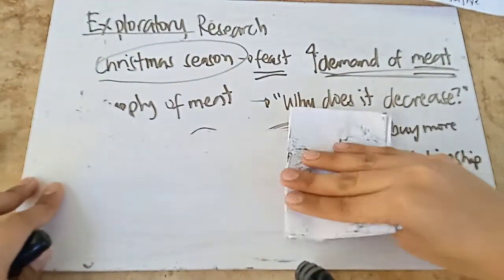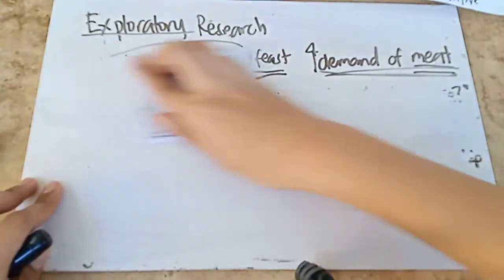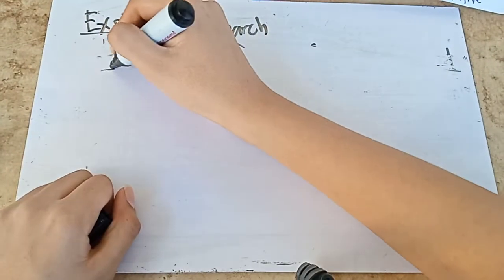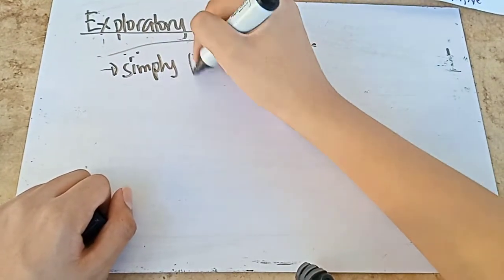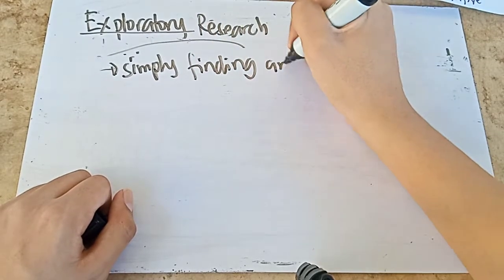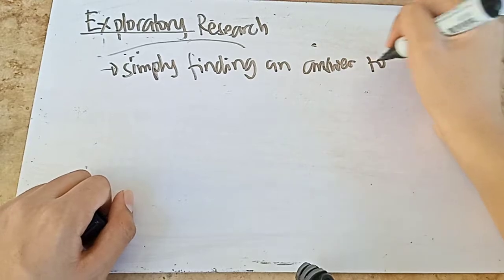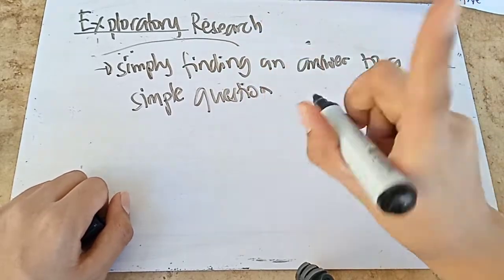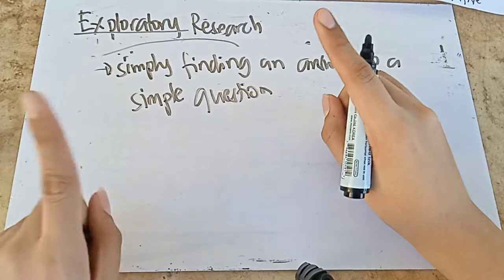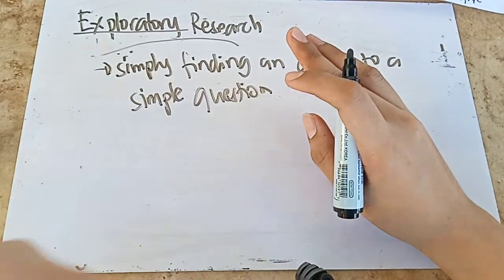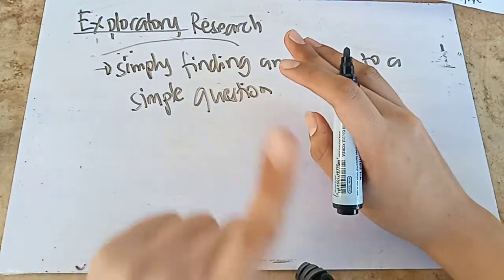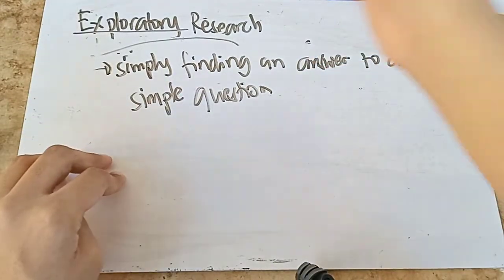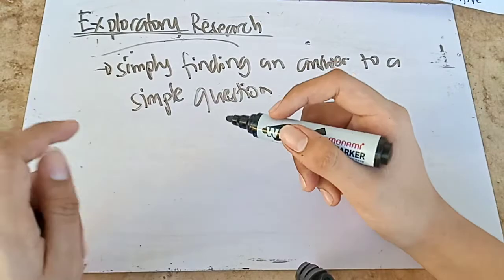So, with that said, we can define exploratory research. What is its main goal? Exploratory research is simply finding an answer to a simple question. There is no need for you to conduct a high level of experimentation. You just have to derive the knowledge. And where can we derive that knowledge? From basic research. Meaning to say, we can solve exploratory research through basic research.